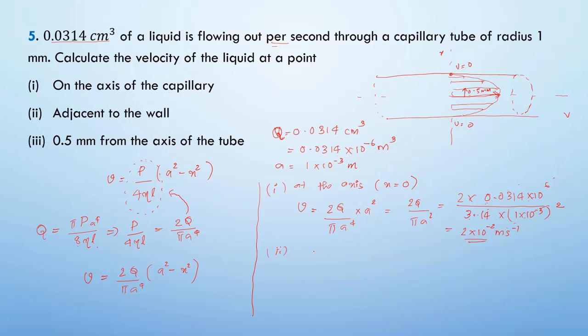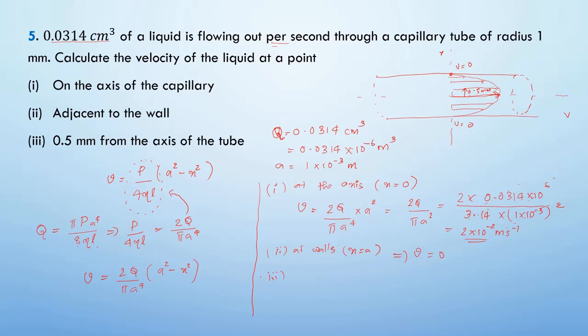Second case, at the walls. At the walls, x becomes a, so a square minus a square, and the velocity becomes 0. So at the walls, x is equal to a, which implies that the velocity is 0.